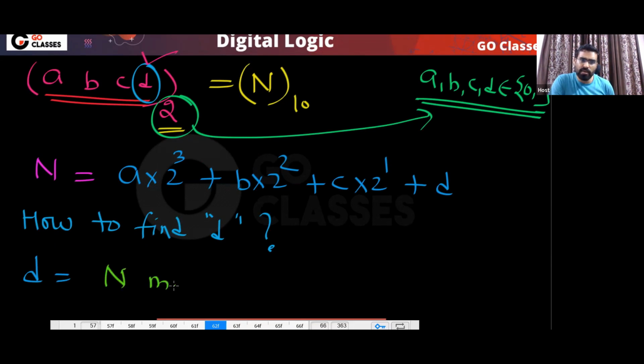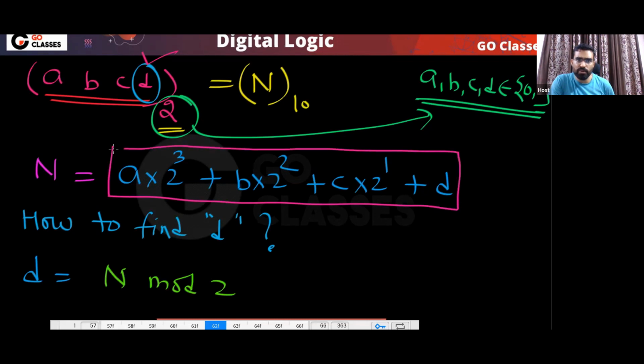Can I say this is n mod 2? Yes or no? When you divide this number by 2, remember, this d is 0 or 1. So when you divide this number by 2, then the remainder will be d. Is this clear to everyone?